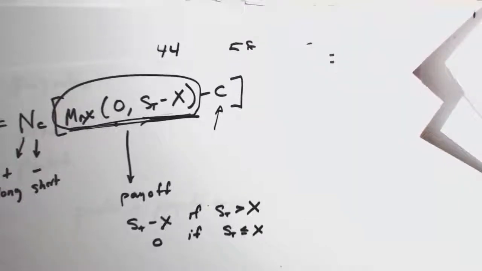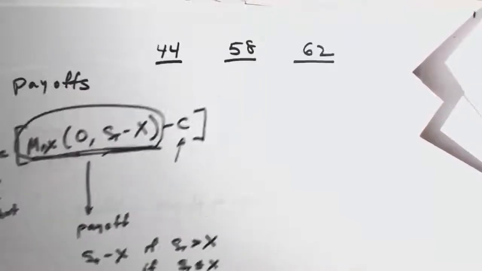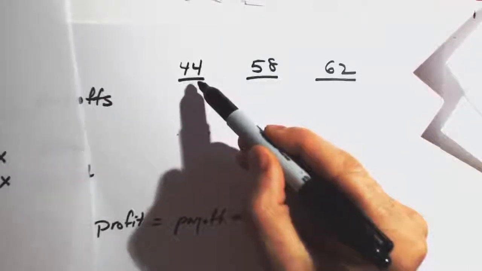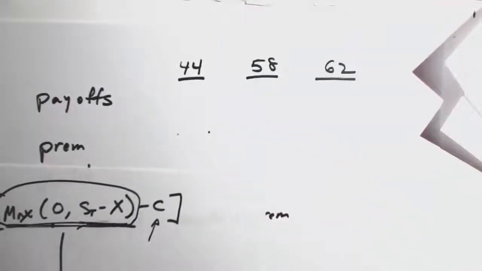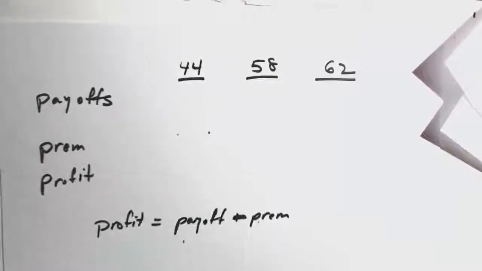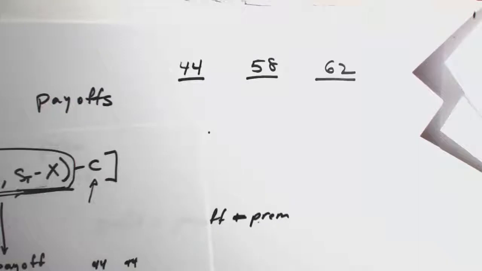This gives you a cheat sheet. You figure out where the stock price is relative to the strike. In the example I'm going to show you, this is 44, and the strike is given as 55.